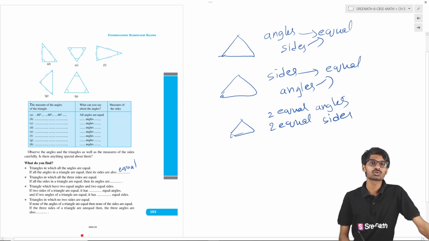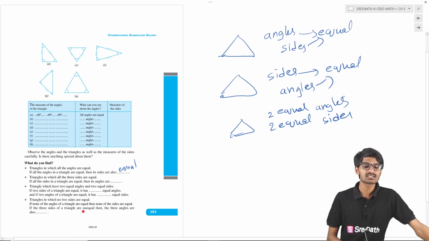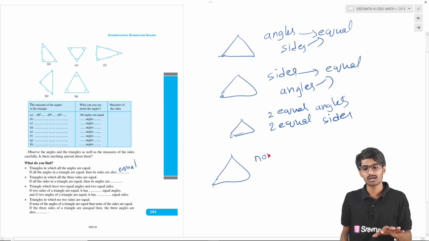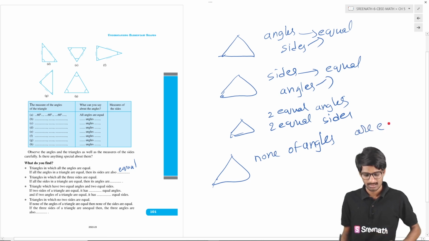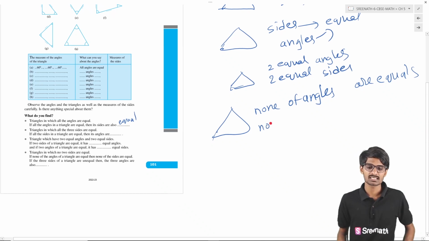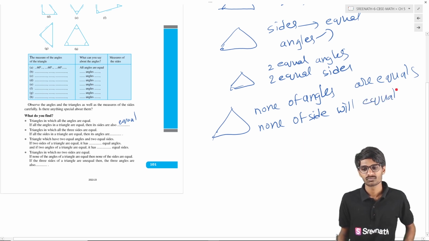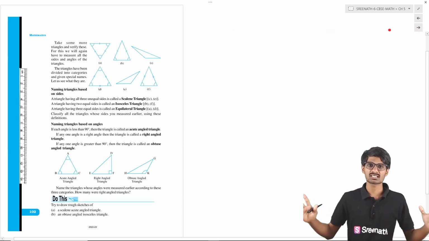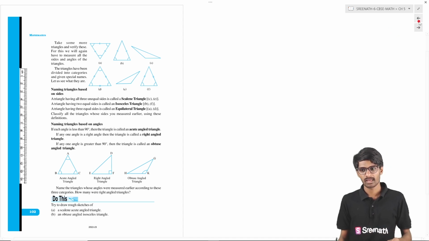So in triangles in which no two sides are equal, if none of the angles of a triangle are equal, then what happens in this case? None of the sides will be equal.